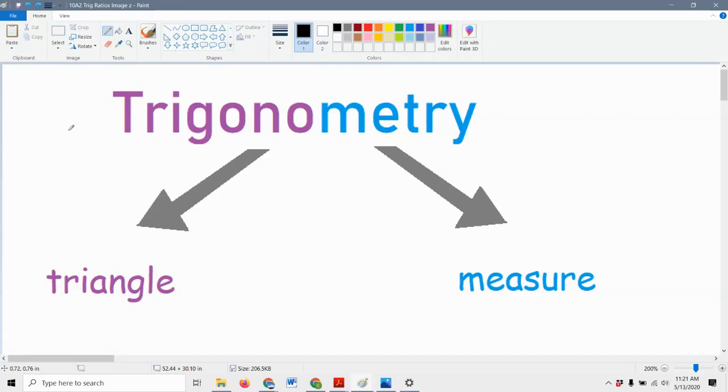10A Part 2, where we delve into just a little bit of trigonometry for our last unit. And you might have heard the term trigonometry in terms of a type of math. What is trigonometry? Well, as you can see, this first part of the word, trigono, means triangle. And the last part of the word, this blue part, metry, means measure. And so trigonometry actually has to do with triangle measure.